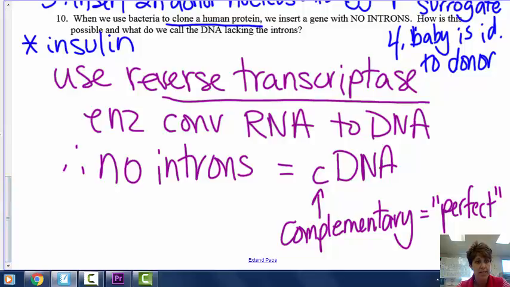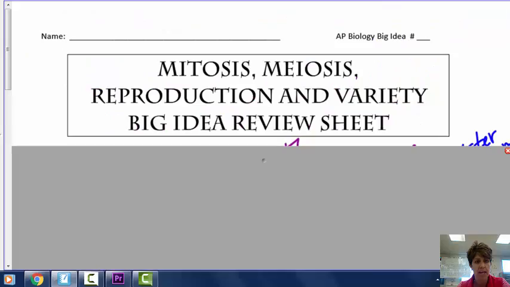All right, next question. On to the next page. Oh, okay, so that was the end of the gene technology. Just as a refresher, make sure that you look through what we did for our colony transformation lab and what we did for our gel electrophoresis lab. Those were the key points of that big idea sheet.